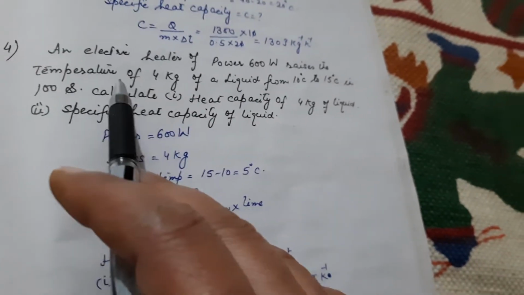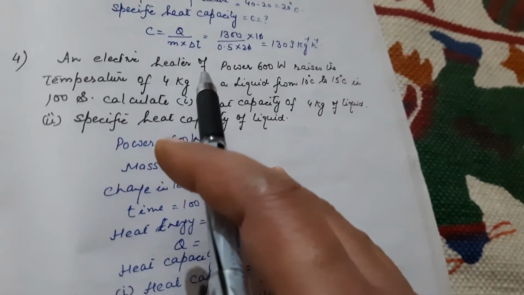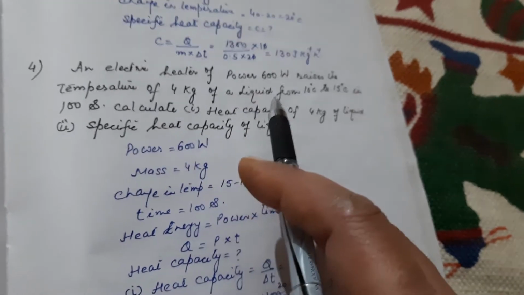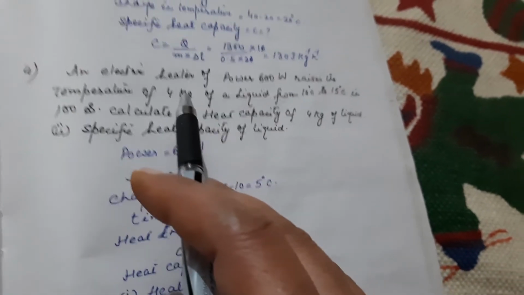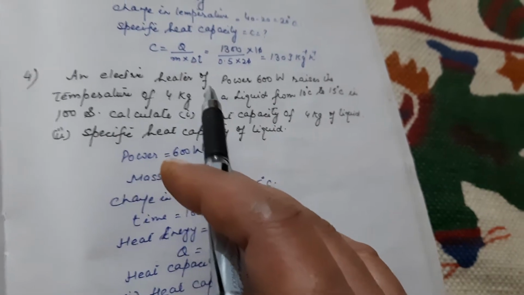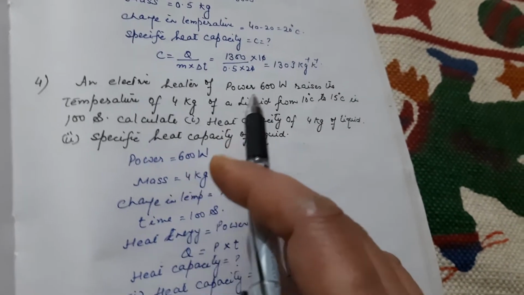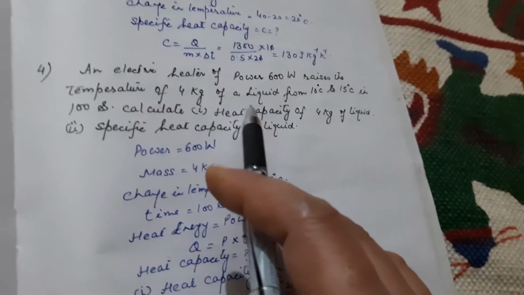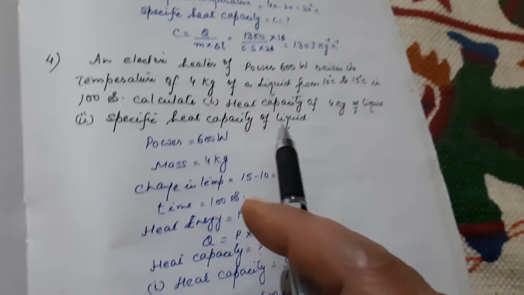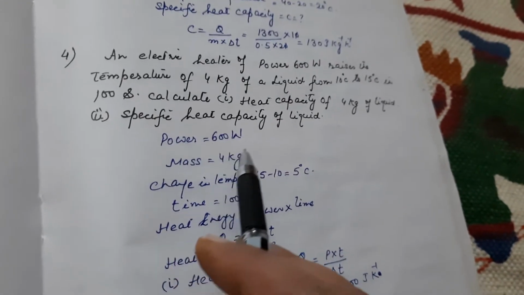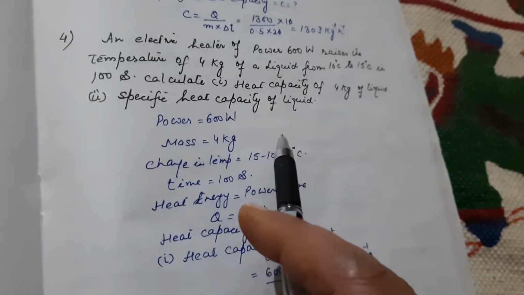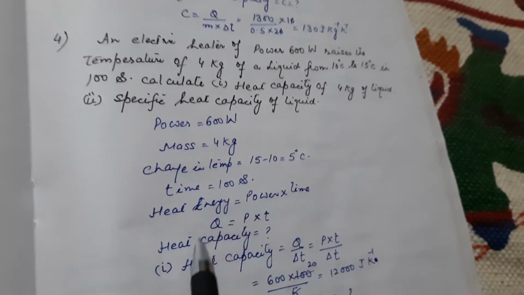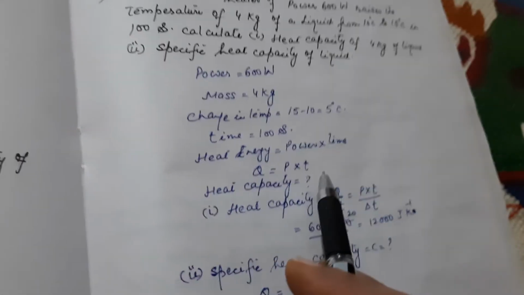If you observe here, this electric heater is used to heat up the liquid. So it means we supply electric energy to this electric heater. That electric energy converts into heat energy of the liquid. We have already done the electric energy formula, E is equal to P into T. So that will convert into heat energy. In short, we will take here Q as P into T.